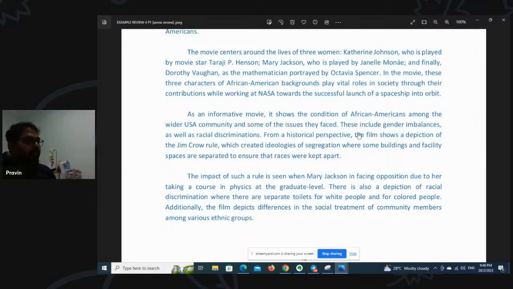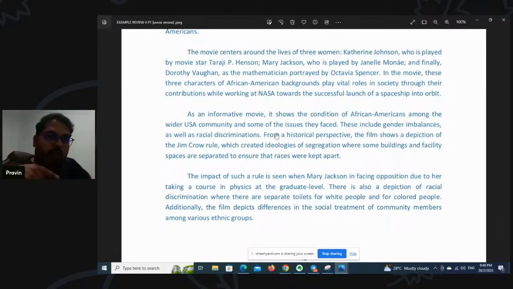It shows the condition of African Americans among the wider USA community and some of the issues they face. These include gender imbalances as well as racial discriminations. From a historical perspective, the film shows, okay, look at this sentence, from a historical perspective. Even if you write a homestay review, you can also use historical perspective. From a historical perspective, this homestay is very popular because it was built in the 1940s during the Japanese era, something like that. You can fry it. So again, you can use words like this, from a historical perspective.